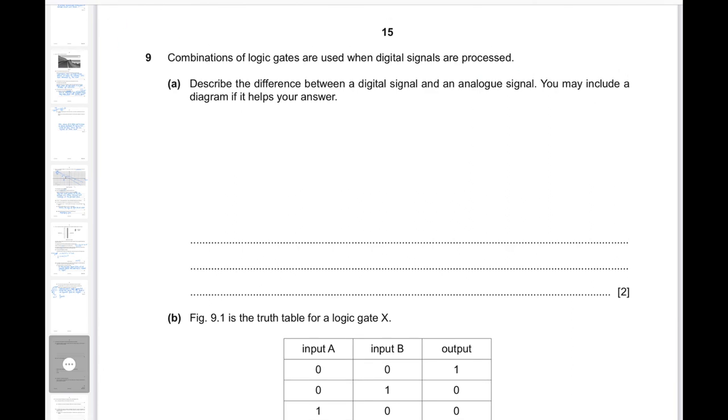Question 9. Combinations of logic gates are used when digital signals are processed. A. Describe the difference between a digital signal and an analog signal. You may include a diagram if it helps your answer. A digital signal consists only of ones and zeros, whereas an analog signal has values that change continuously.